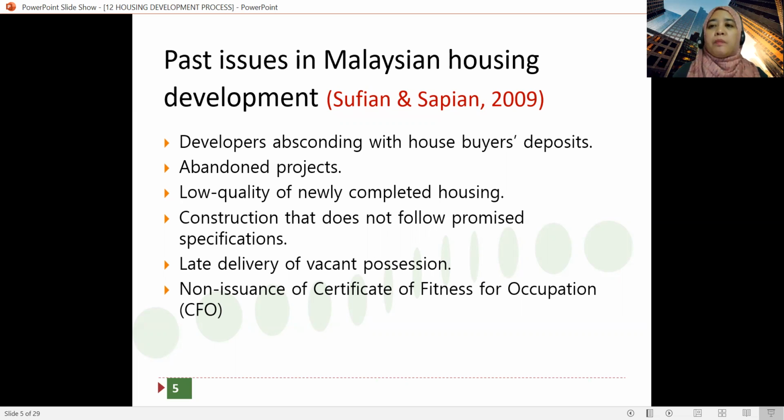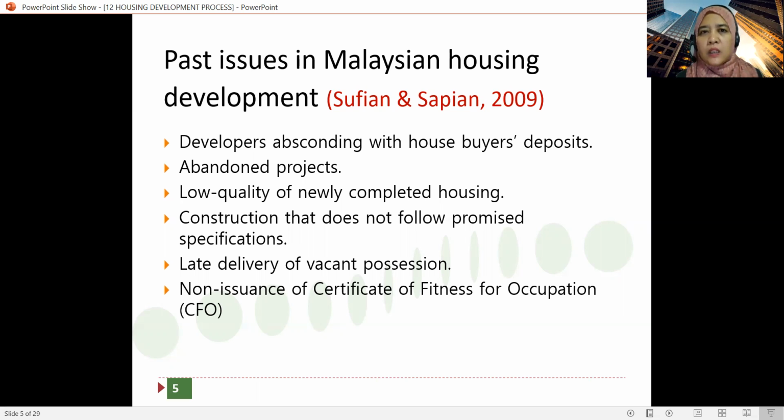Okay, so back to my point, late delivery of vacant possession. In Schedule G, it promises that upon the signing of the sale and purchase agreement, you will get your house within 24 months for landed properties. In Schedule H, if you buy an apartment, you are promised that upon signing the sale and purchase agreement, you will get delivery of vacant possession of your apartment within 36 months. Delivery of vacant possession equals serah kunci. Serah kunci means you can enter the house. You have received the unit.